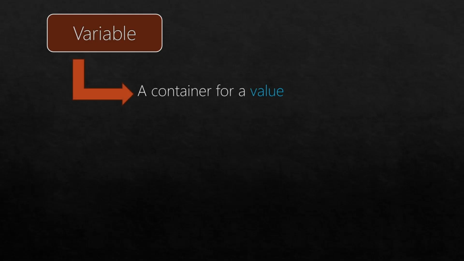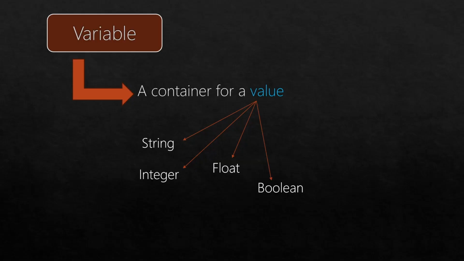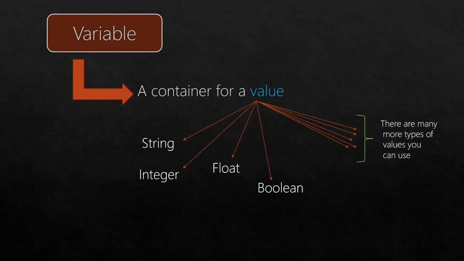Alright, let's start this video with some theory and then we will move over to VS Code for some hands-on practice. A variable is basically a container for a value. Think of it as a box with a label on it. A value could be a string, integer, float, or a boolean. These are just a few examples of what you can store in a variable. There are many more types of values you can store.